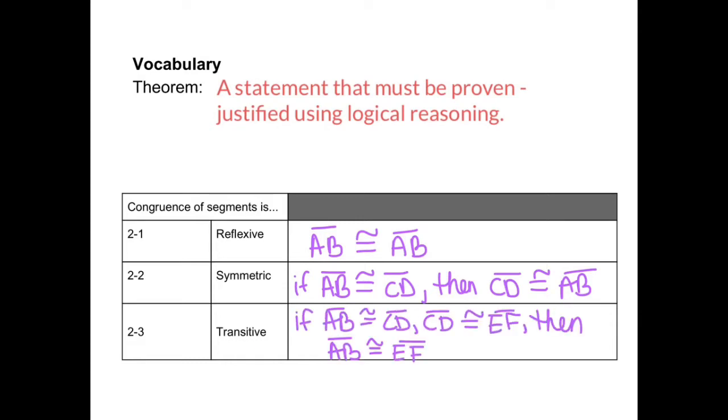And last one with transitive: if AB is congruent to CD and CD is congruent to EF, so if you are given those things, then AB must be congruent to EF. If they're both congruent to the same segment, then they must be congruent to each other, and that's the transitive theorem. So theorem 2.1, 2.2, and 2.3 are properties for congruent segments.